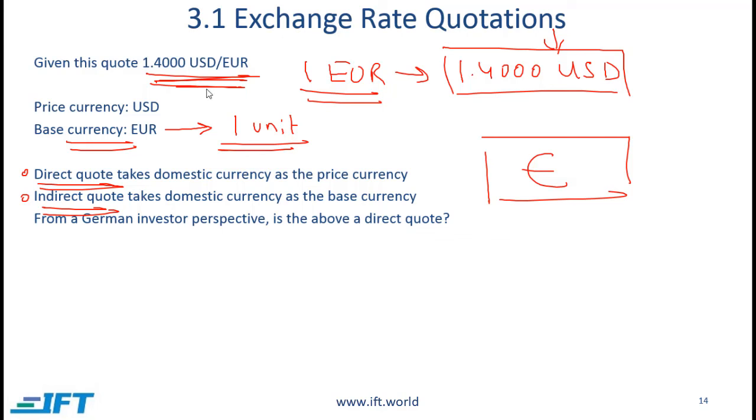And just to understand the intuition behind this, if you are German, then you think about prices in terms of the euro. If you are buying one dozen bananas, for example, then you will look at the price of bananas in terms of euro. So you will say that one unit of bananas costs 6 euro. Similarly, if you are buying US dollars, then a direct quote will be one where you will say that one US dollar is worth, let's say, 0.8 euro. So from a German perspective, a direct quote will be one where his currency, the euro, is the price currency. This would be a direct quote for an American investor because an American will think in terms of dollars. He wants to know what is the price of a euro in terms of dollars. So make sure you understand this definition.